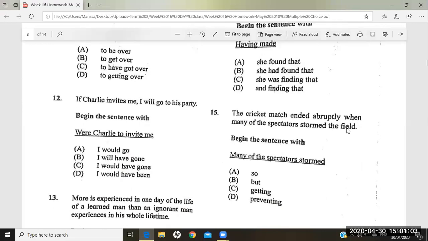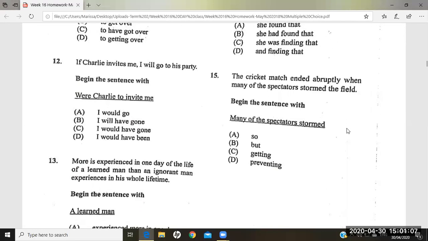Number 15 says, the cricket match ended abruptly when many of the spectators stormed the field. Begin the sentence with, many of the spectators stormed. Reagan. Many of the spectators stormed the field. Very good, it is A. So the cricket match ended abruptly. The answer for 15 is A. Great job, guys.